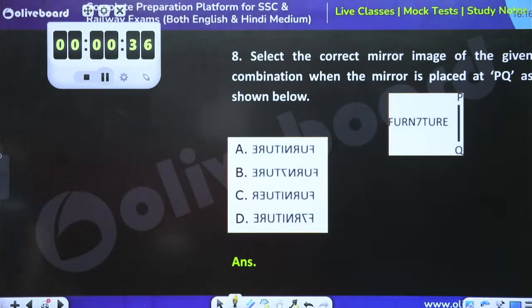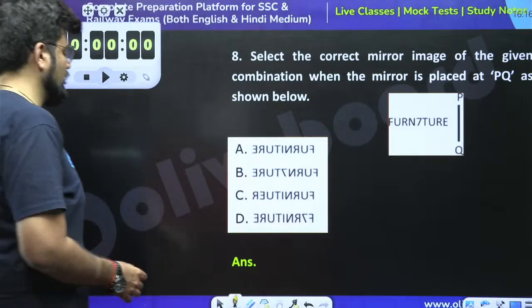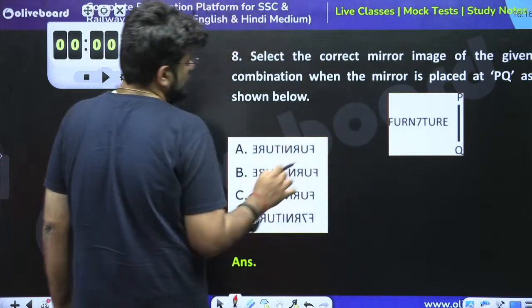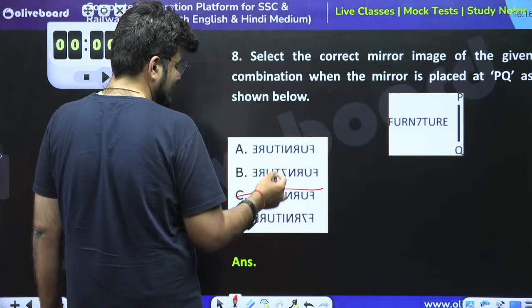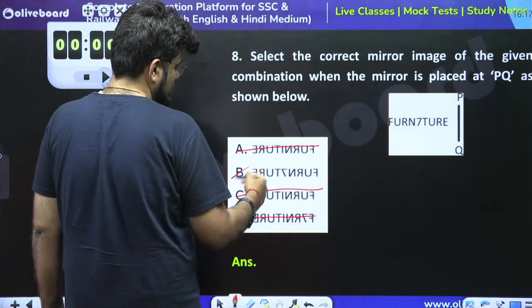Furniture, mirror image. Correct. Yes, Chinmay. Some of them are from previous year questions. I know you're finding the levels very easy, but that's how the questions are asked in SSC. So E is flipped here. This is gone. Okay. Now if you look, F, E, R, U, T, I is there. So I is not there. Option B is the right answer.